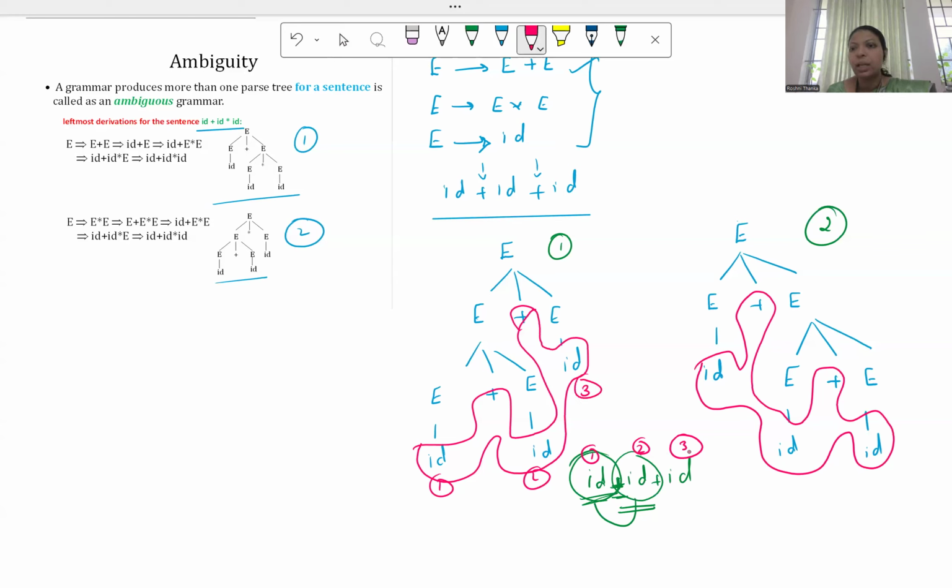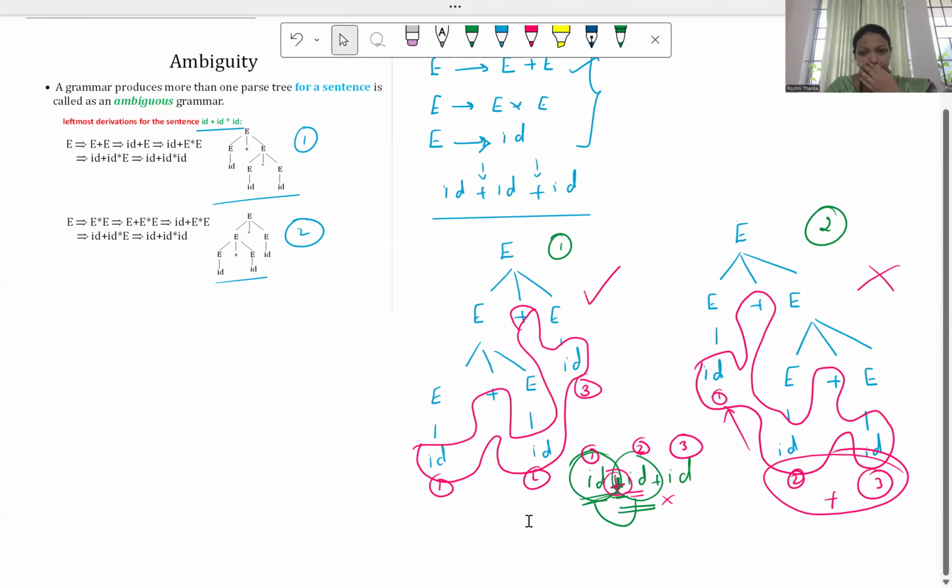But if you see here, number 2 ID and number 3 ID are first added. That result is now added with this first ID, right? So here that is changing. So who will be the correct parse tree here? It is this one, not this one. Hope you understood, because here this ID is associated with this plus, not with this plus.